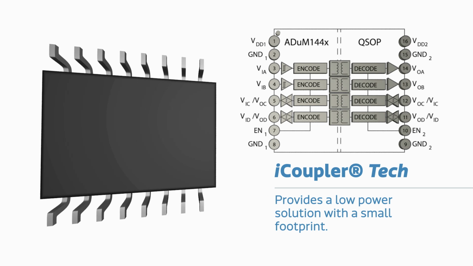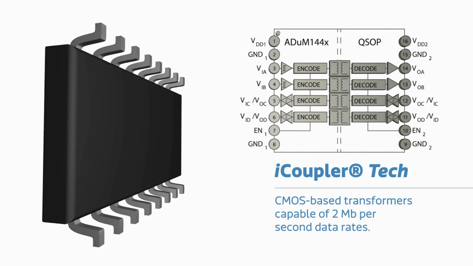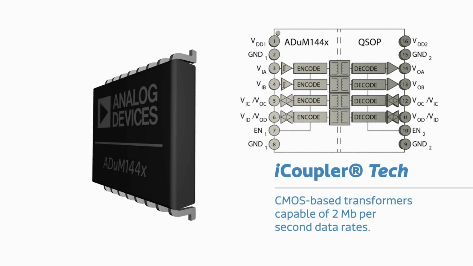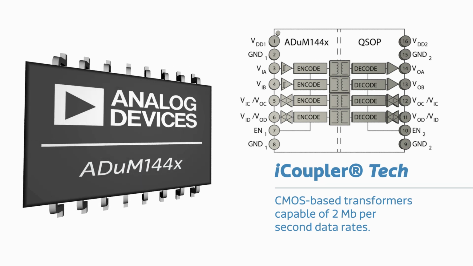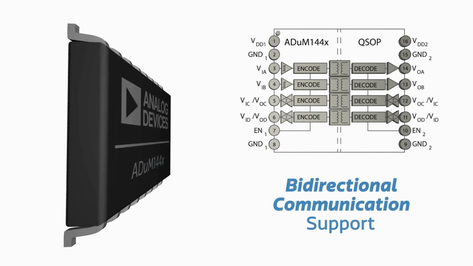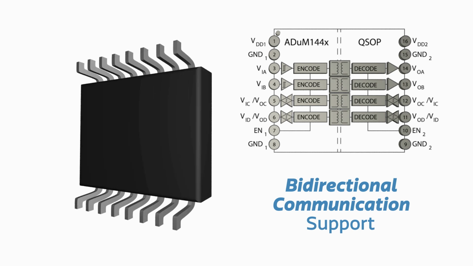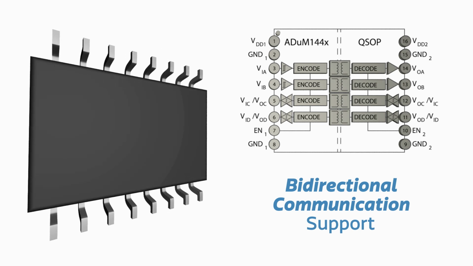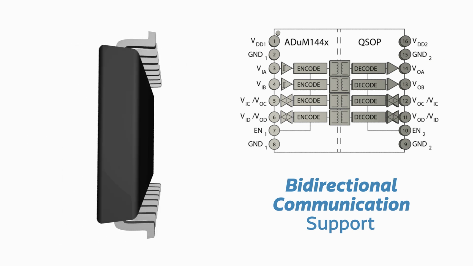The low power and small footprint is enabled by Analog Devices' iCoupler technology, using CMOS-based transformers capable of data rates up to 2 megabits per second. With support for bidirectional communication, the ADuM144x family is suitable for any application requiring low power, multi-channel isolation.